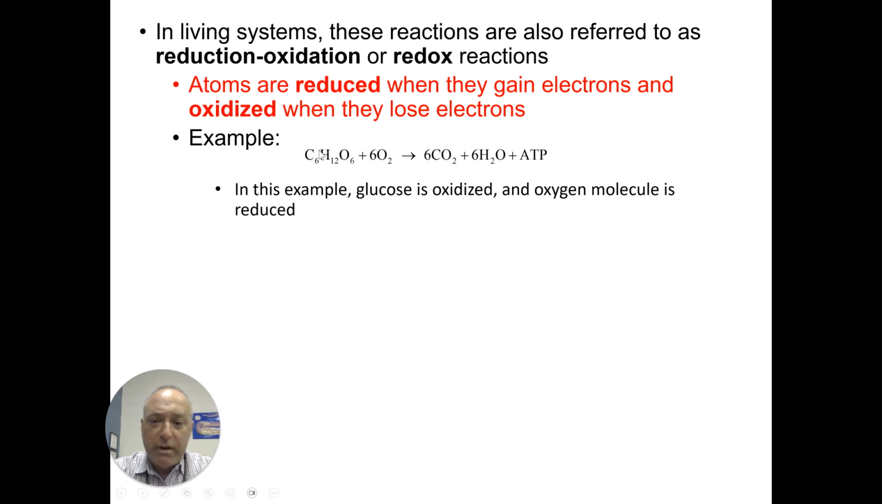So we've got glucose here. It's oxidized into CO2 and water. Whereas your oxygen is reduced, it's losing electrons as it becomes CO2. So we've got a reduction, which is a gain of electrons, and an oxidation, which is a loss of electrons. Now, if you're next to an oxygen, that's actually where it comes from. Oxygen loves to gather electrons, and so that's an oxidizer.